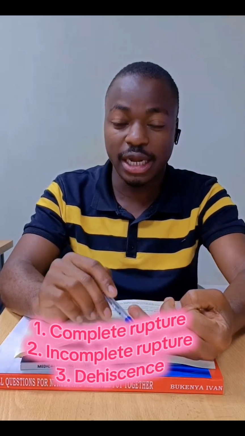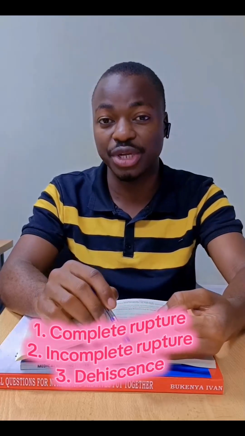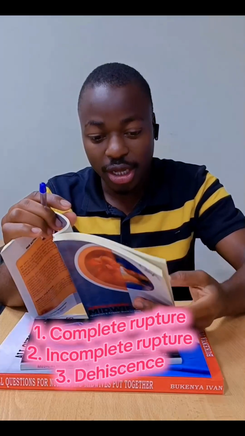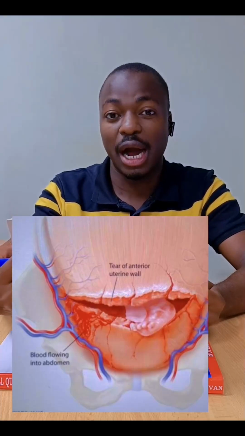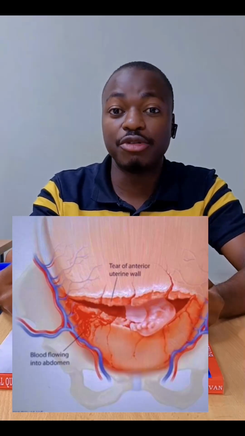Question 1, I said the classification of uterine rupture is categorized into 3. Number 1, complete rupture. Number 2, incomplete rupture. Number 3, the dehiscence, as written in this book. So complete rupture, this is where all membranes, all muscles underlying the uterus have ruptured. That's complete rupture. Secondly, incomplete rupture, that's where this is partial. Part of the uterus has ruptured, but the serosa part has been spared. That is incomplete.